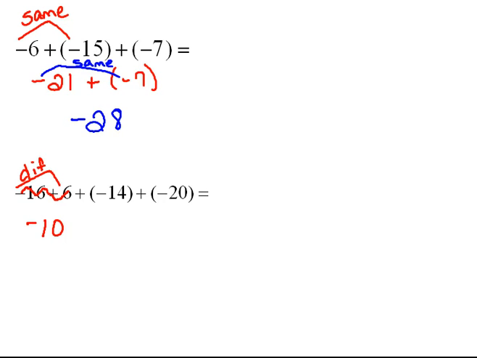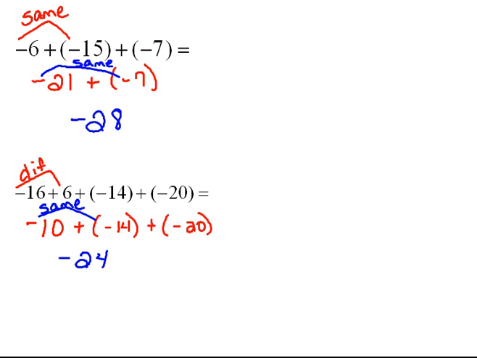Now we're done with this part of it, but we still have to finish it out. So I'm going to go ahead and carry that down and then start over. Now I'm going to look at the negative 10 plus a negative 14. The signs here are the same, so we would add. 10 and 14 would be 24, and keep the sign the same.